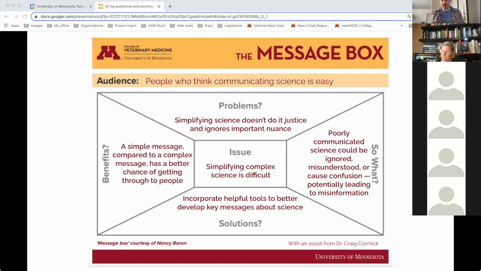The so what for the communicator might be that poorly communicated science could be ignored, misunderstood, or cause confusion and potentially lead to misinformation in the wrong hands.